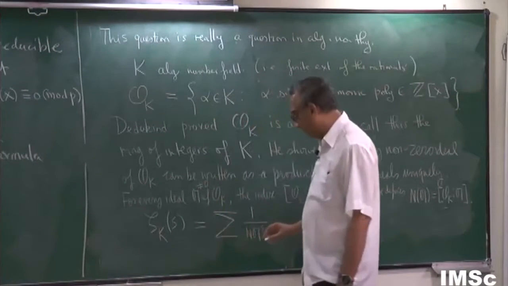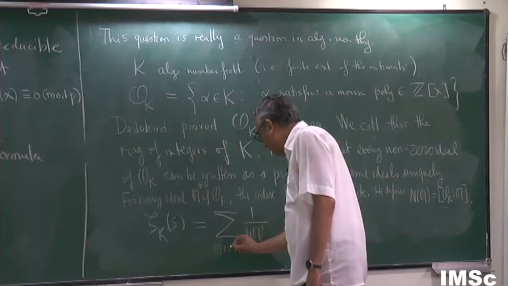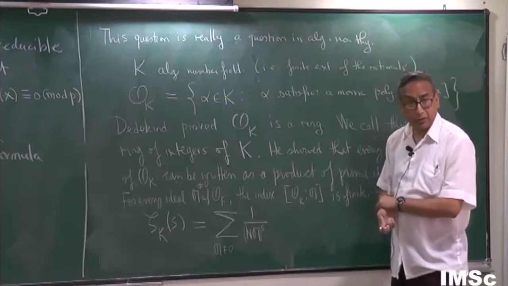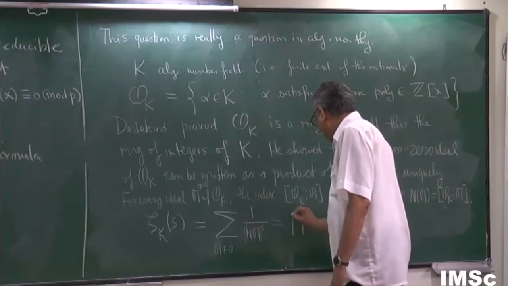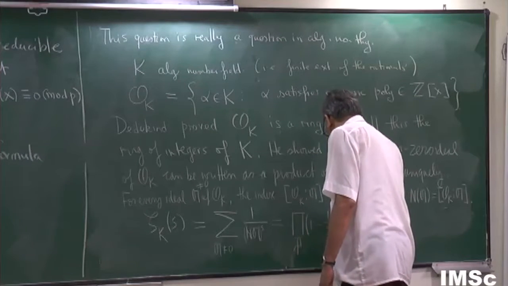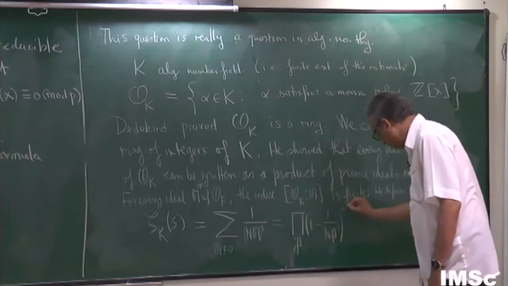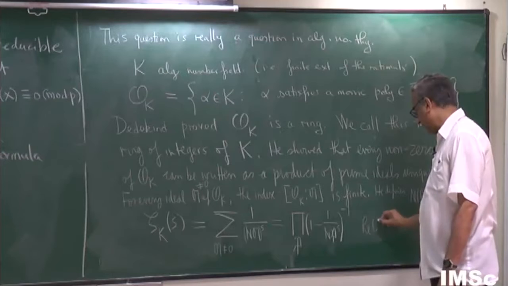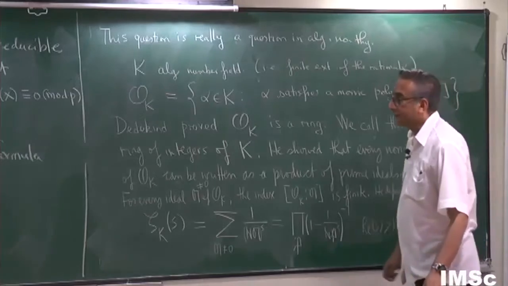It is the sum of one over the norm of A to the power s, where I'm running over all the non-zero integral ideals. Because every ideal can be factored as a product of prime ideals uniquely, just like in the Riemann zeta function case, I can write it as an infinite product over prime ideals. And he managed to show that this converges for real part of s bigger than 1. It's not difficult to show.